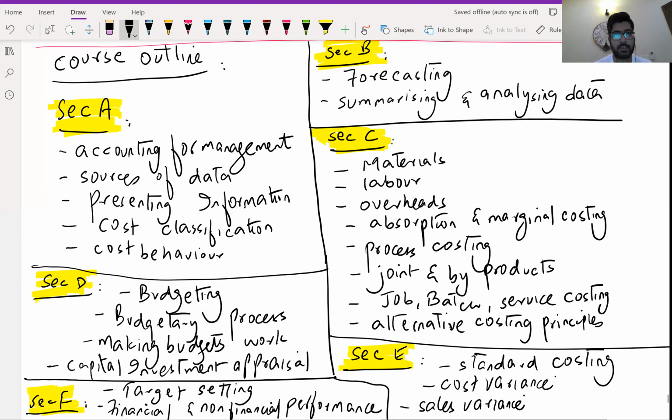Okay, so this is the long course outline. Once you copy, I will start discussing it.